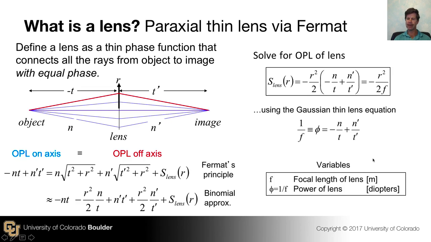So a powerful lens, a large number here, meaning a short focal length, would mean that the change of the optical path length with radius was fast. Powerful lenses are very curved. Weak lenses, small power, few diopters, a 1 diopter eyeglass lens, for example, are relatively shallow in their curvature. So powerful lenses are lots of curvature, weak lenses are little curvature.